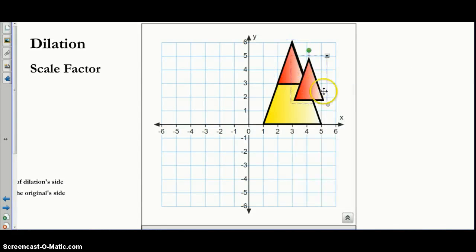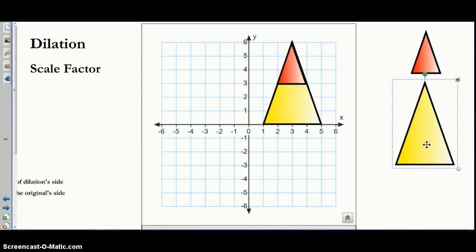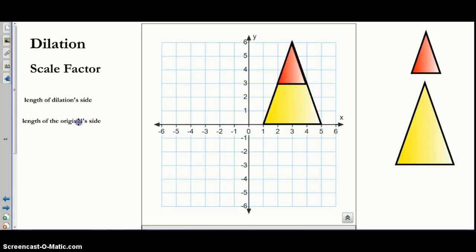Again, we have a red triangle and a yellow triangle. In this case, the yellow triangle is a dilation of the red triangle. Now, in order to figure out the scale of these triangles, how was it dilated? We take the length of the dilation's side. So in this case, we're going to analyze the length of the yellow base, and we're going to divide it by the length of the original's base, red. And we always do corresponding sides. So in this case, the triangles' bases.